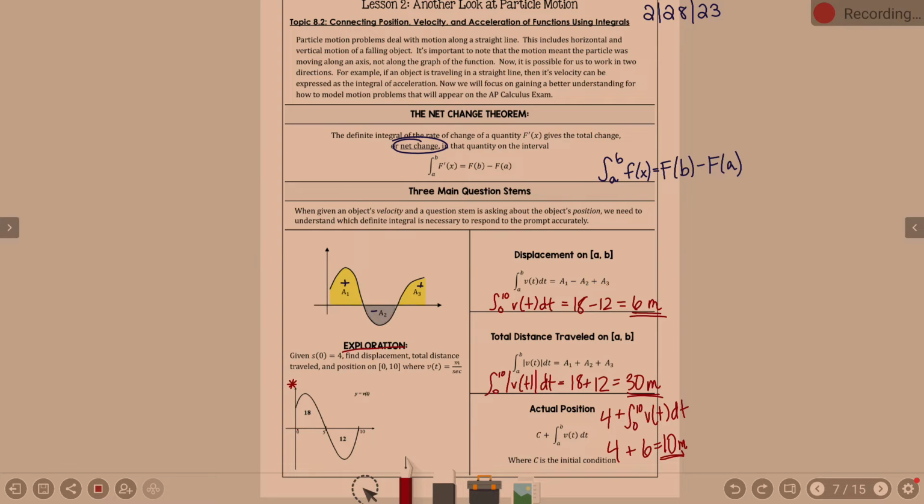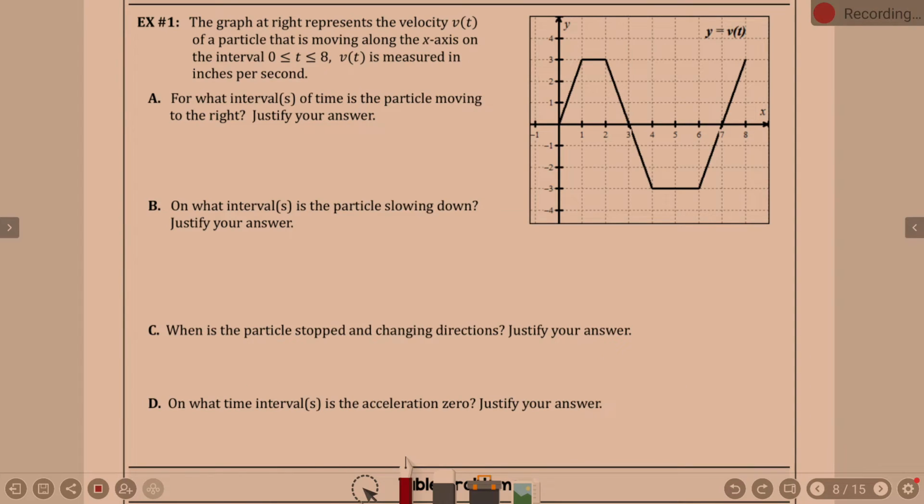Okay, let's look at a velocity graph. The graph at the right represents the velocity, v of t, which I'm always checking, what is physically labeling my graph. I know it sounds silly, but you don't know. Are they going to give you a velocity graph, a position graph, an acceleration graph? Like, I'm always checking that. So the graph represents the velocity of a particle that is moving along the x-axis on the interval 0 to 8. V of t is measured in inches per second.